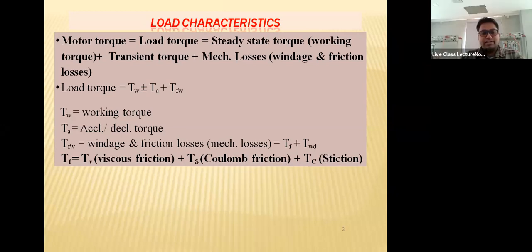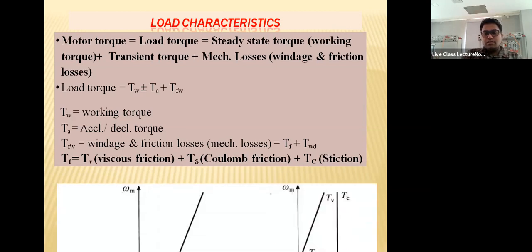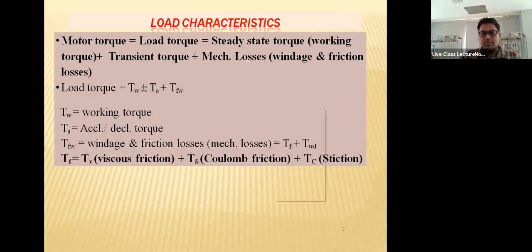So if something is rotating, it will have two types of losses. One is the frictional loss due to the ball bearings and all, for which you have to apply lubrication from time to time. And then you have the windage losses. So the load torque will actually have some windage losses and some frictional losses, right? So this is the working torque. What is the working torque? The real torque required to be taken care of, right?